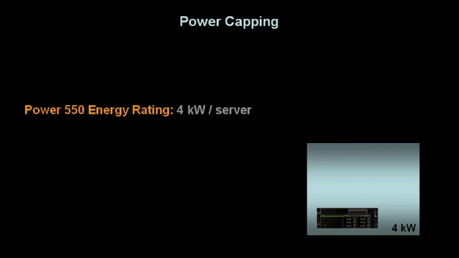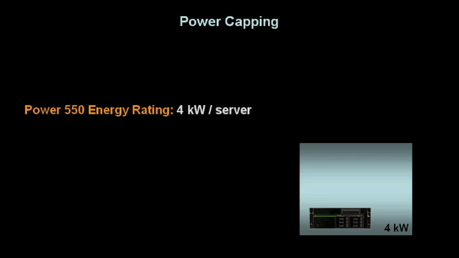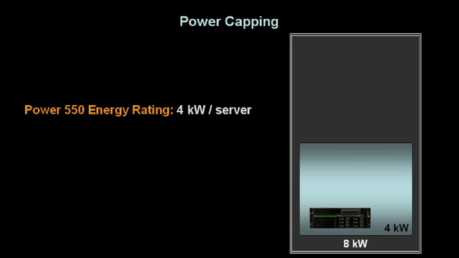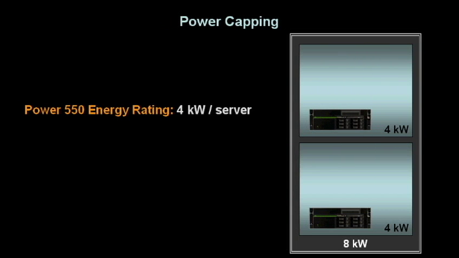Let's now explore the other major EnergyScale feature, power capping. A Power 550's label rating is 4 kilowatts. This is essentially a combined rating from the two redundant power supplies in this system, each capable of running a fully loaded 550 on its own. Now let's say that your rack has a power budget of 8 kilowatts. If you budget 4 kilowatts to a 550 based on its label rating, you'll only be able to fit two such nodes in your rack.